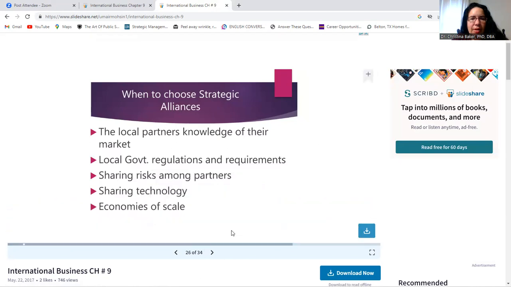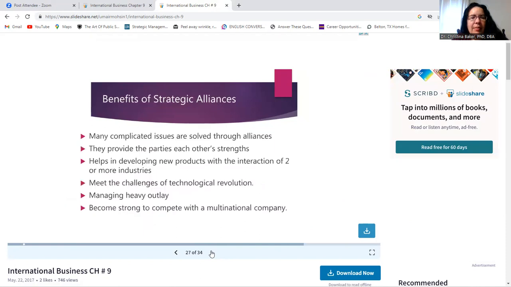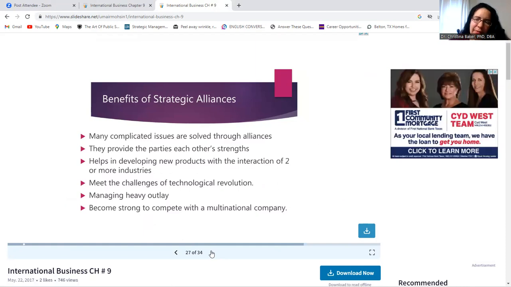The benefits include local partners, knowledge of the market, local government regulations and requirements, sharing risk among partners, and sharing technology. Many complicated issues are solved through alliances. They provide the parties with their strengths, help in developing new products through the interaction of two or more industries, meet the challenges of the technological revolution, manage heavy outlay, and become strong enough to compete with multinational companies.